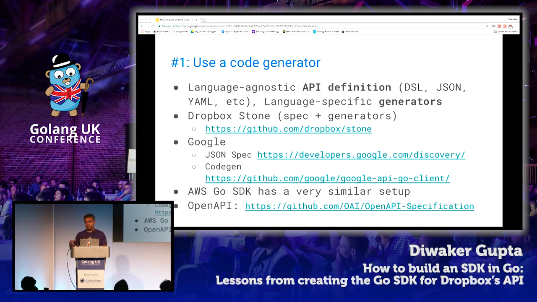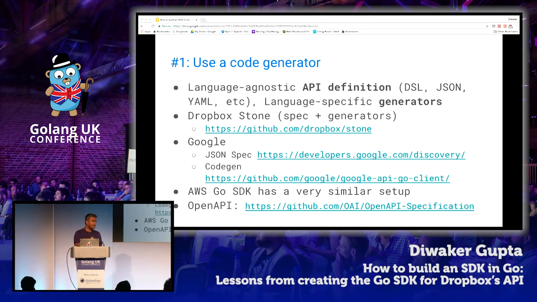And then you have a set of target languages that you want to create your SDK for. And so you have some generator that takes in the specification as input and then spits out the code in this language. So Dropbox has an open source project called Stone. And this is a combination of both a domain-specific language for laying out an API, and then we have generators for different languages, including Python, .NET, Java, and JavaScript.